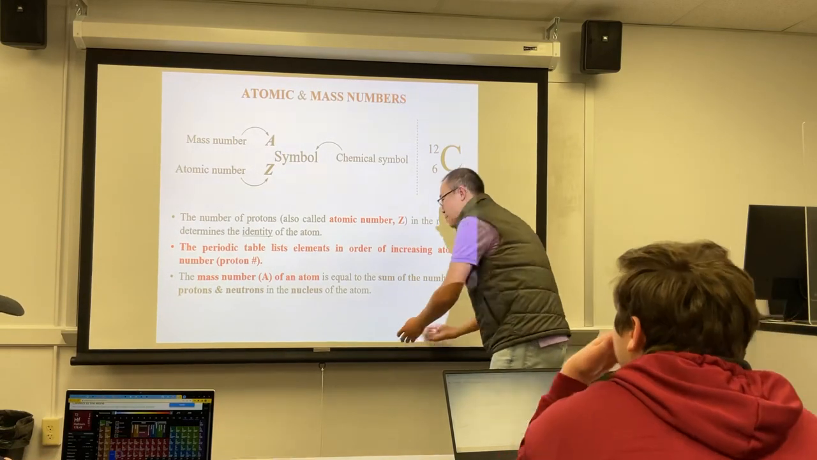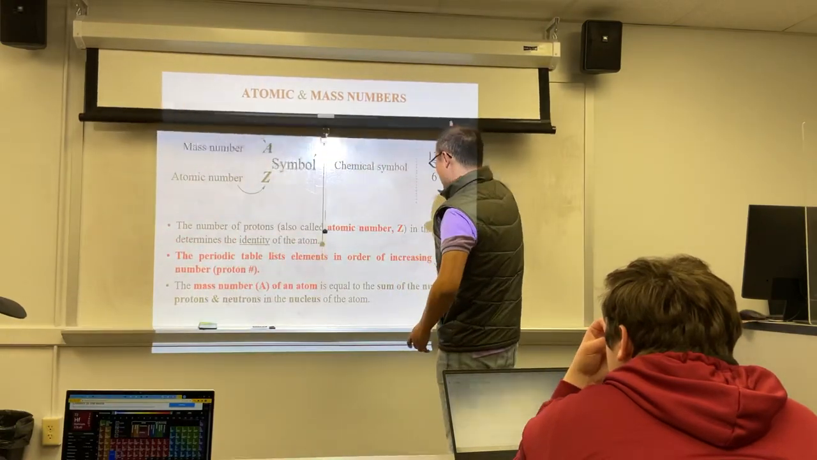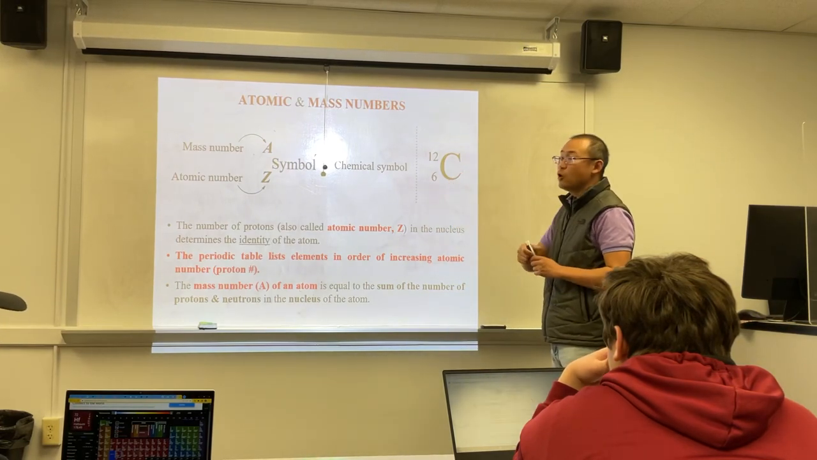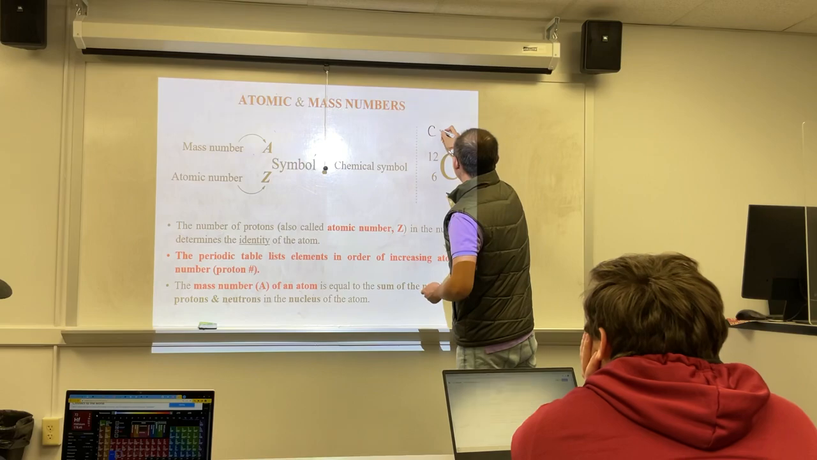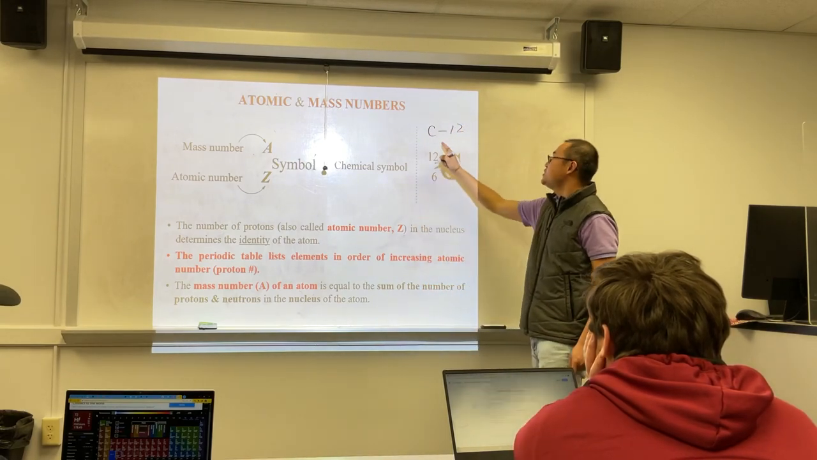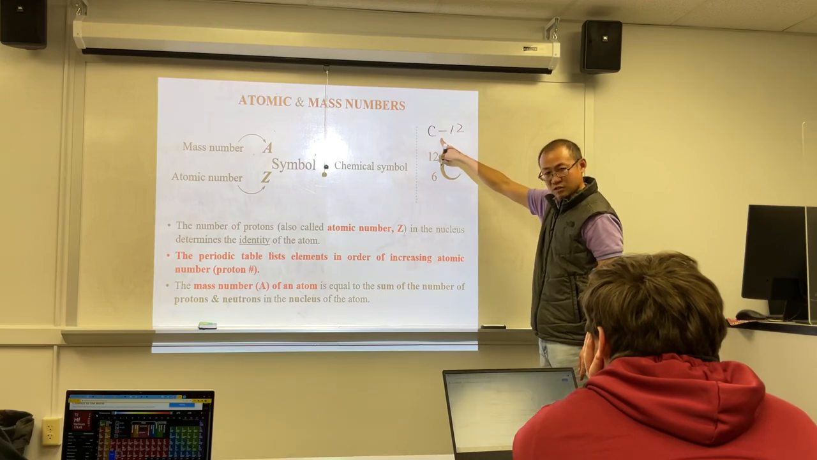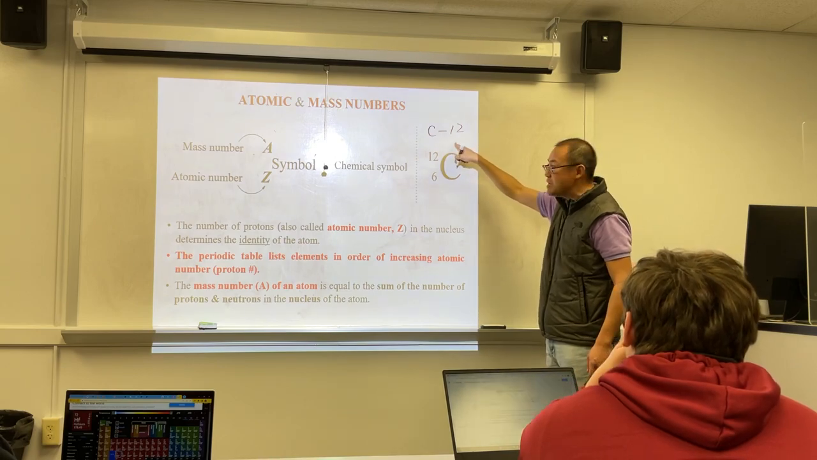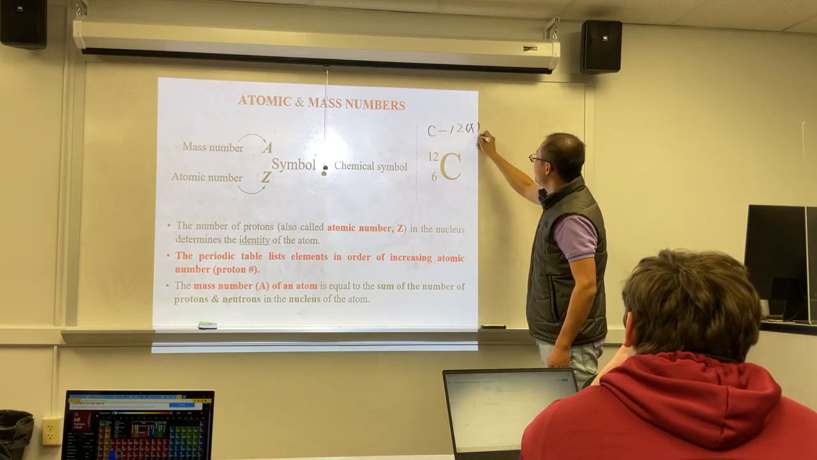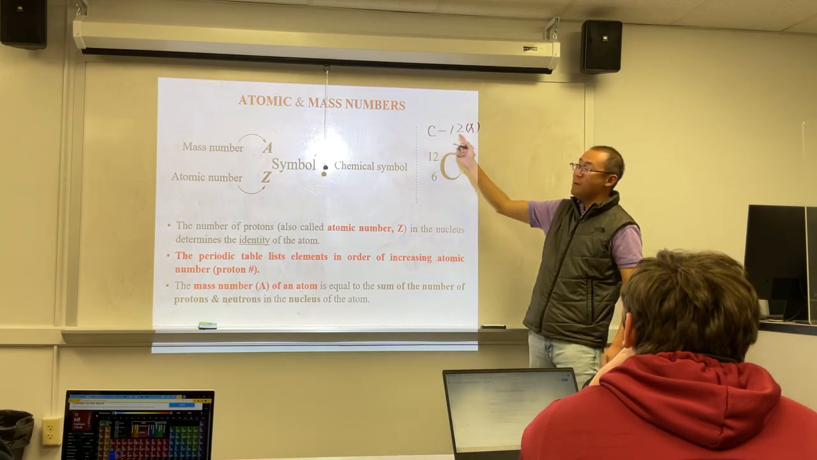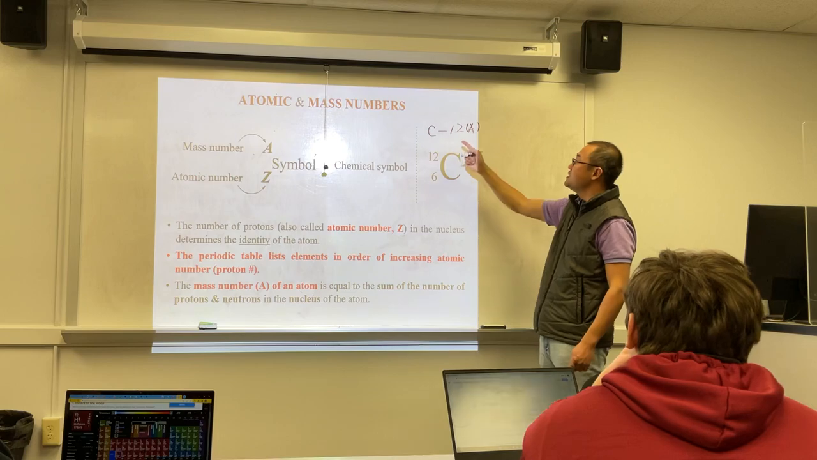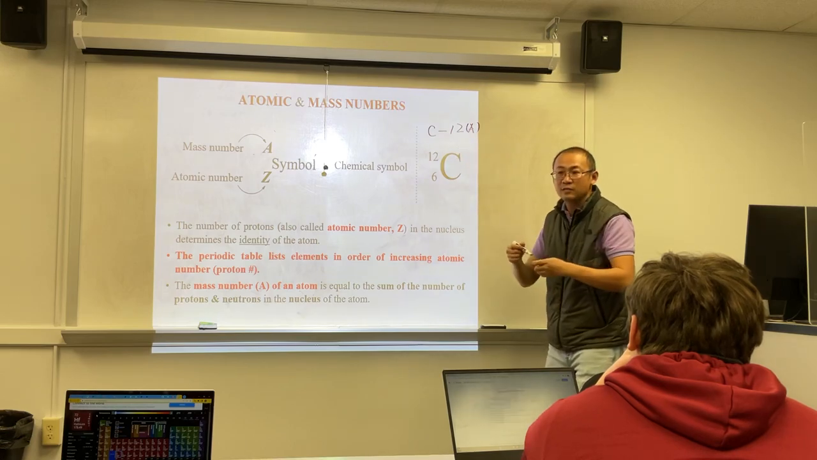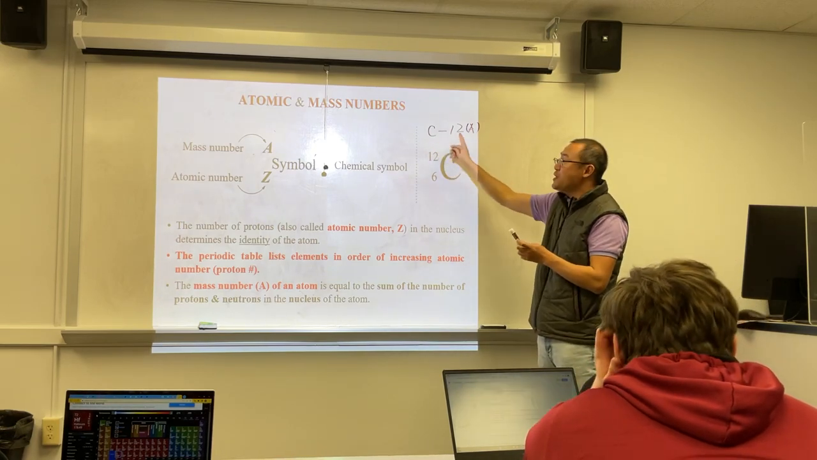Another notation we use frequently is something like this. We use the symbol followed by a dash, followed by a number. This number will always be the mass number. Very good. C-12 means what? The carbon with a mass number of 12. It also means the carbon with protons and neutrons together being 12.